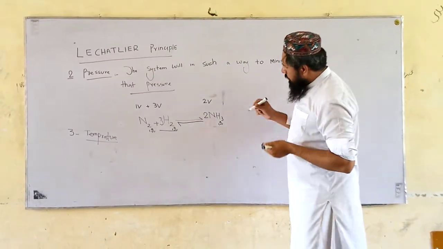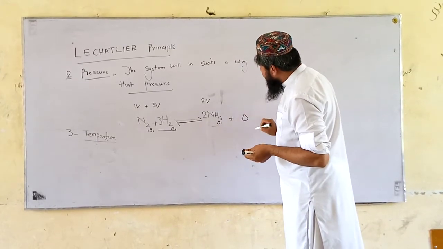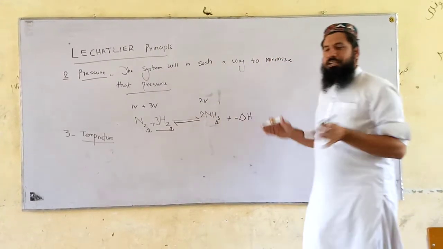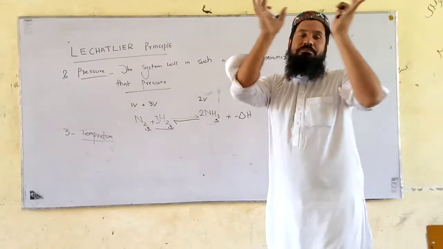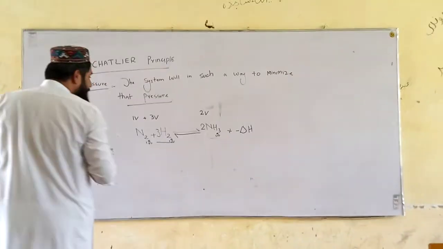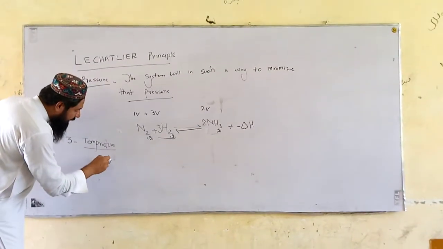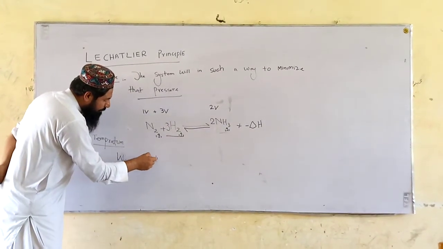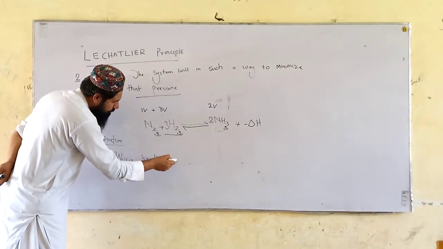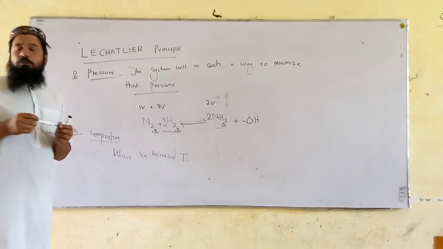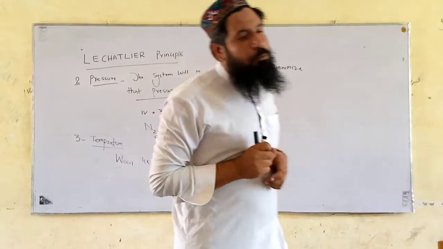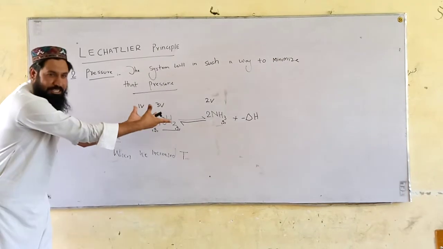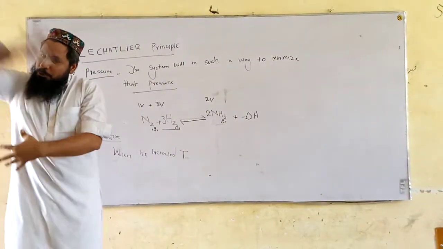Keep in mind that this is the delta H. So delta H will be negative in the forward direction because heat is evolving from the system. Now when we increase the temperature, what will happen to the system? The system will act in such a way as to counteract that change, to decrease that temperature.